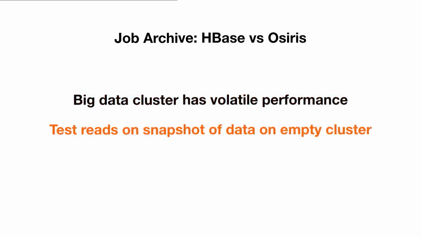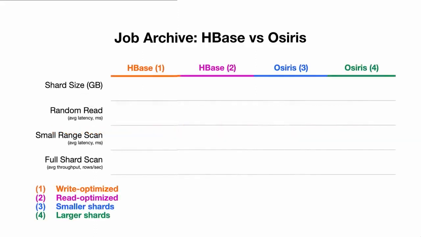So what we realized was that because this data set's so read heavy, we could get reasonably representative and much more precise performance results if we took a read-only version of this data, moved it to an empty cluster, and ran some performance tests there. The table has 4 rows: shard size in gigabytes, random read average latency in milliseconds, small range scan average latency in milliseconds, and full shard scan average throughput in rows per second. And 4 columns: 1. HBase, write optimized. 2. HBase, read optimized. 3. Osiris, smaller shards. And 4. Osiris, larger shards.